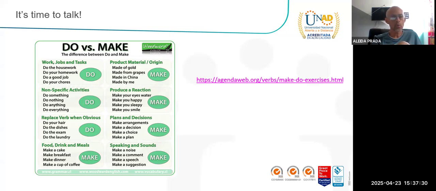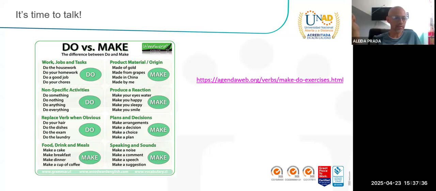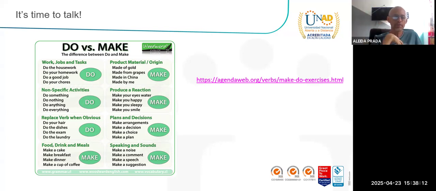And now, when we use make: when we are preparing food, drink, or meals, we say make. Make a cake, make breakfast, make dinner, make a cup of coffee. When we are saying the material or the origin of a product, for example, the necklace is made of gold. The cake is made from grapes. Made in China, the traditional one. Made by me, when we are going to say that I create something.